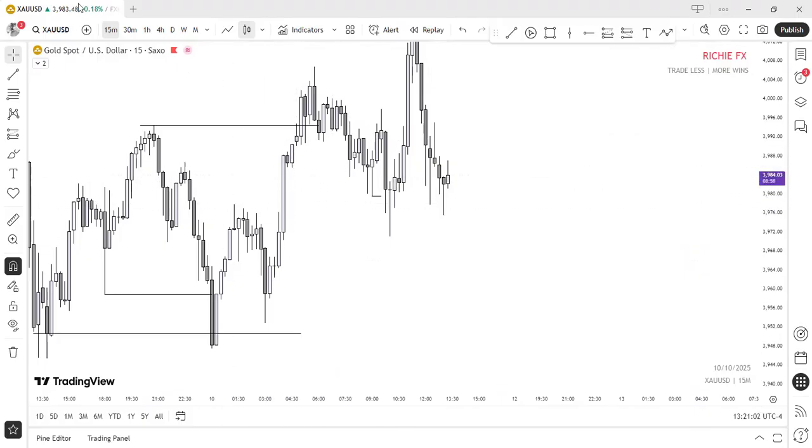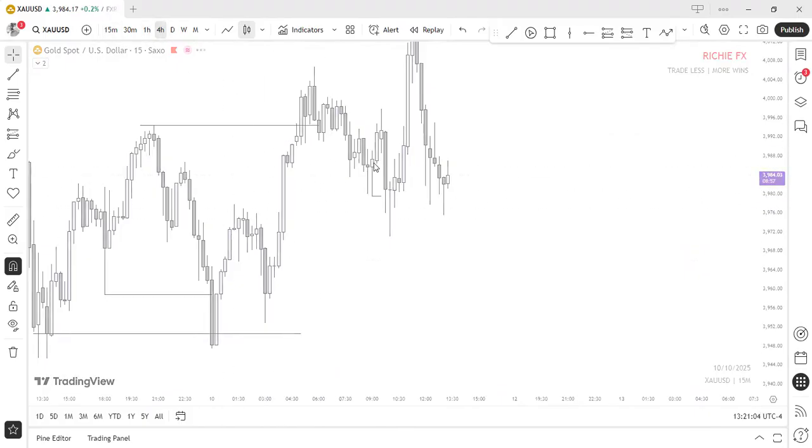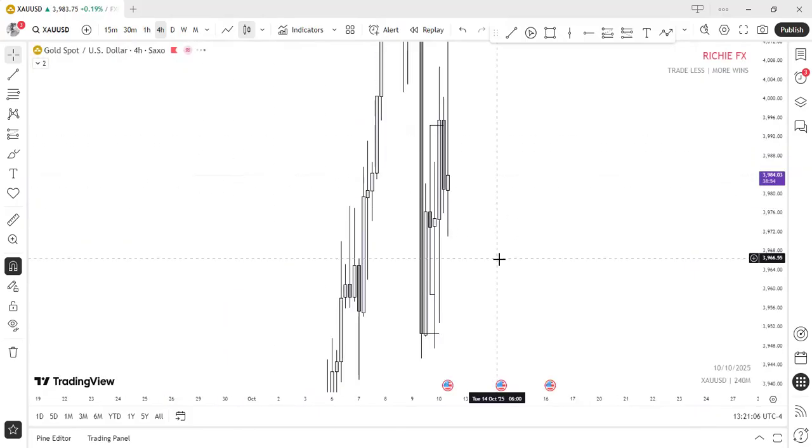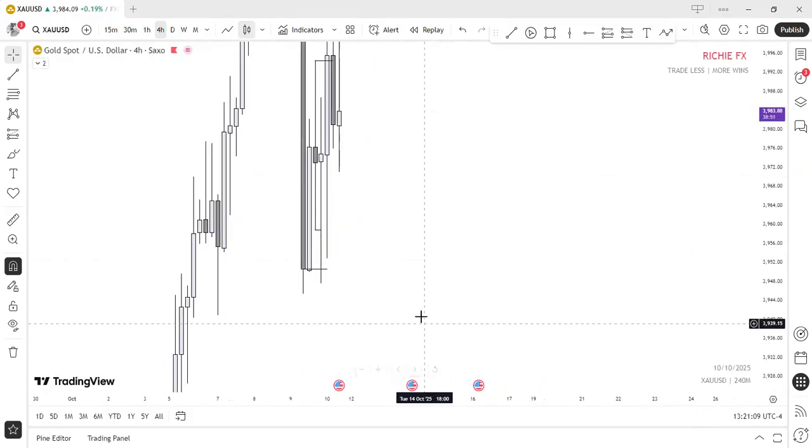So here, we go back to the H4 time frame. On the H4 time frame, what are we going to look for? We are going to look for a key level.